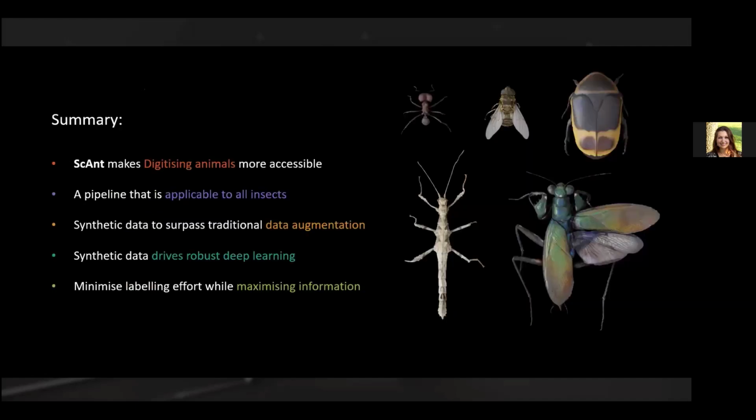So now to quickly summarize. scAnt makes digitizing animals, especially insects or arthropods in a broader sense, much more accessible. The pipeline that we have developed is applicable to basically all insects that we throw at it, at least the ones that we can rig with the skeleton that we have defined. Synthetic data does surpass traditional data augmentation in all the cases that we have at least identified so far. The synthetic data also produces much more robust deep learning than could be done with hand-annotated data alone. And it really does minimize the labeling effort while maximizing the information that we get out of the samples that we can produce at the end of the day.